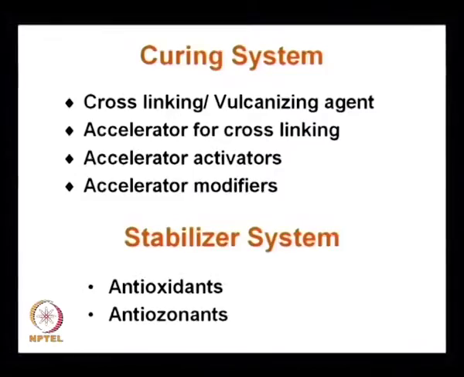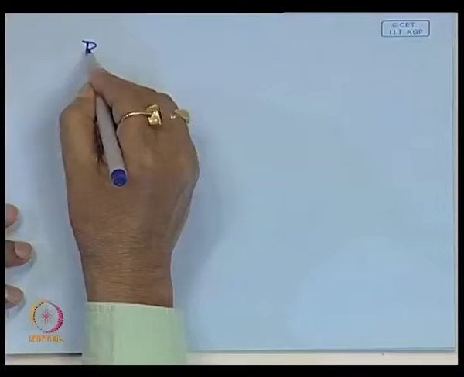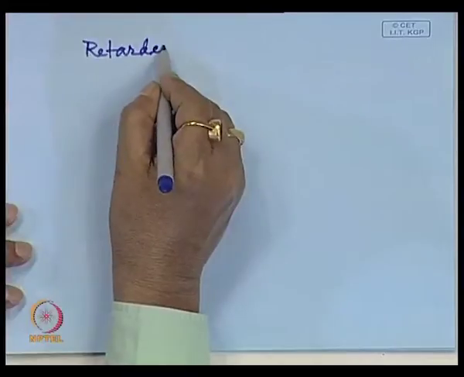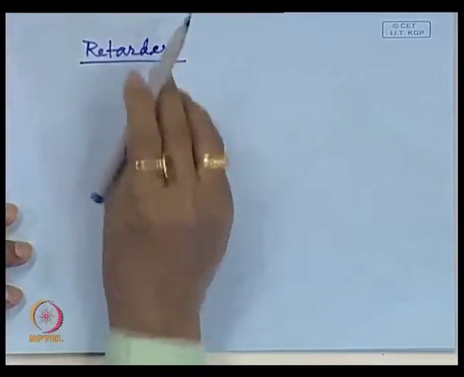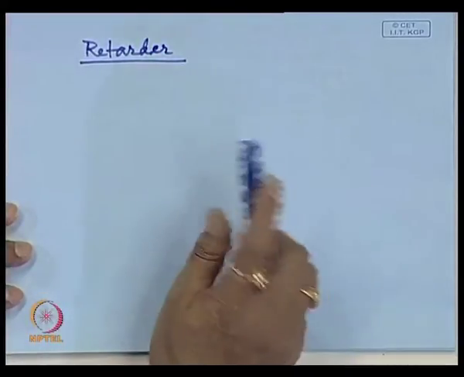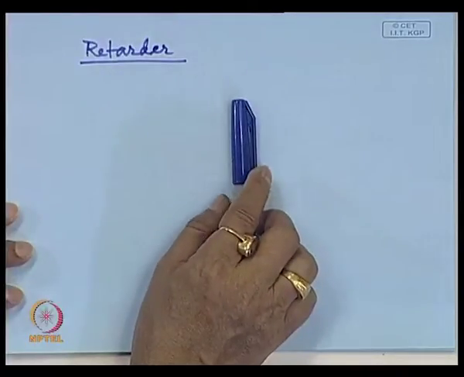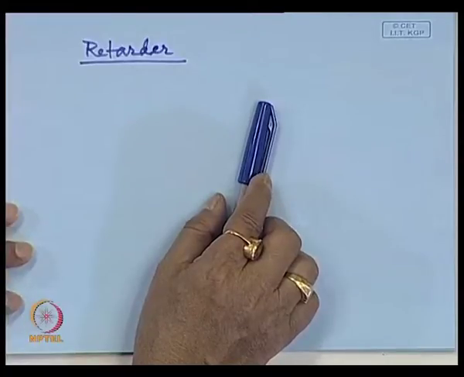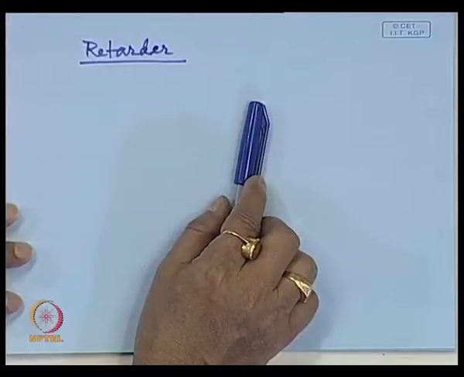One is retarder. Mostly modifiers are retarder molecules. That means that retards the vulcanization, or premature vulcanization or premature cross linking before final shaping. Retarder molecules used are, say, N-cyclohexyl thiophthalimide.